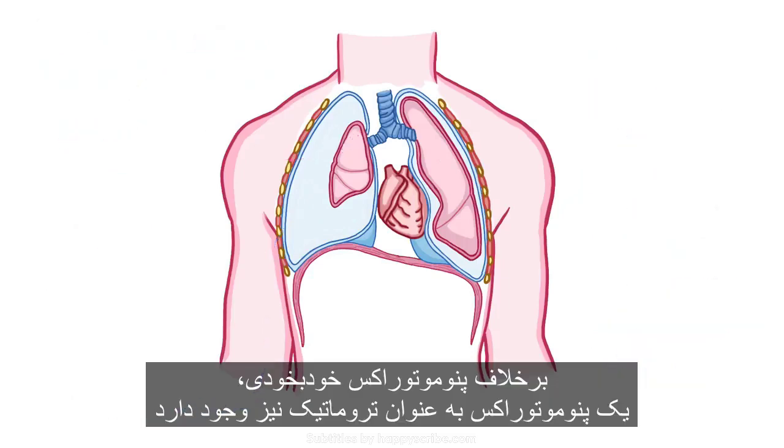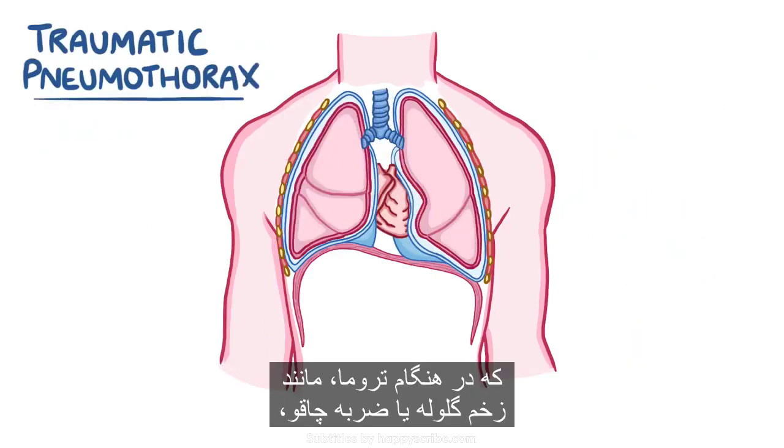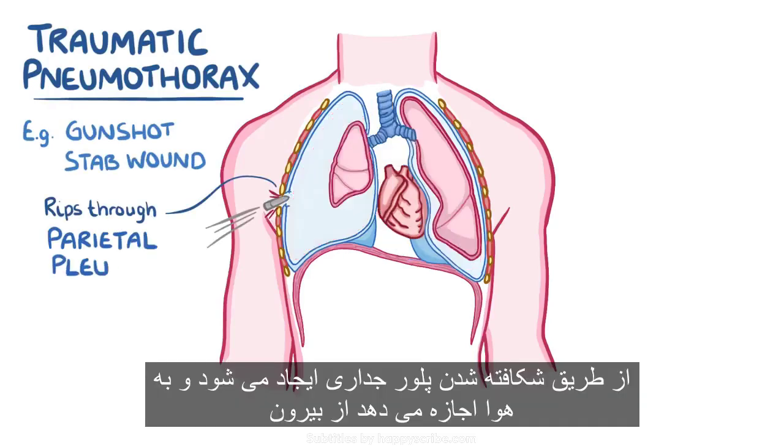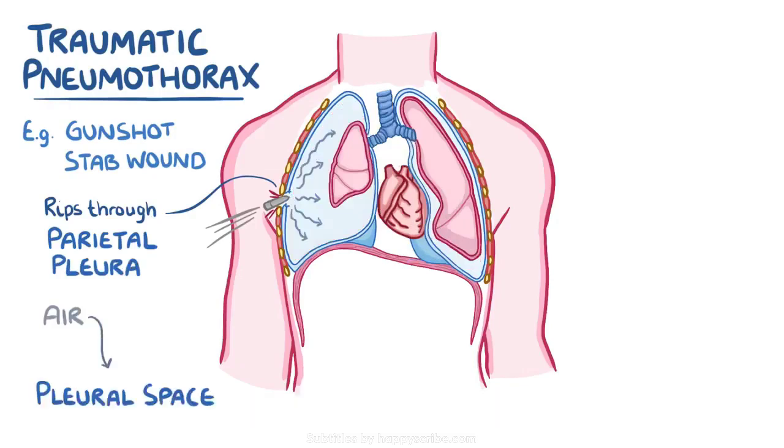In contrast to spontaneous pneumothorax, there's also traumatic pneumothorax, which is when trauma, like a gunshot wound or a stab wound, rips through the parietal pleura, allowing air to enter from the outside directly into the pleural space.